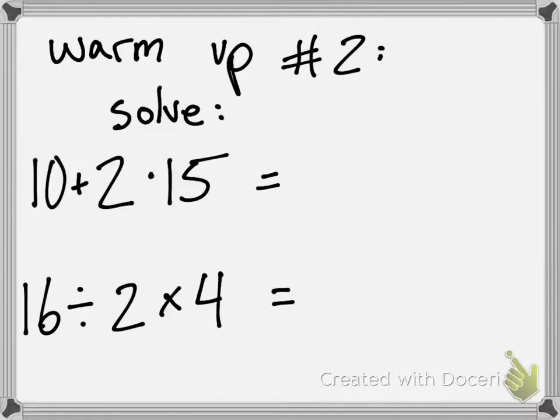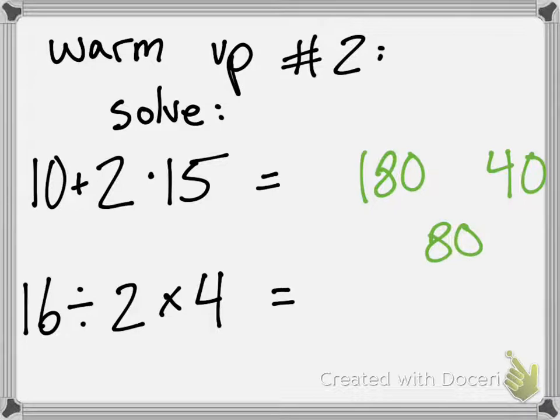So, here's the second one. I want you to do this in your notebooks as well. Dominic, what did you get as an answer to the first one? He got 180. Who else has a different answer? Let's see. What did you get, Izzy? I got 40. Does anybody else have a different answer? Sean, what's your answer? 80. So, one of these answers is correct, okay?